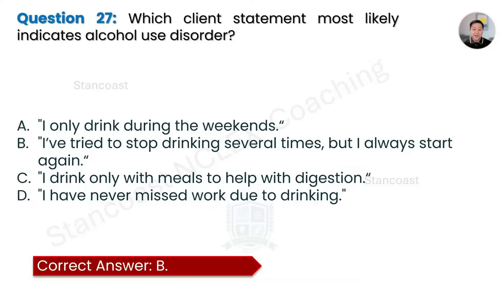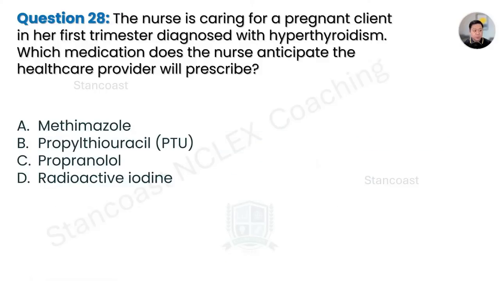Letter C is also incorrect because drinking with meals alone does not confirm alcohol use disorder unless paired with dependence or harmful effects. The same thing with letter D, another incorrect option. Not missing work does not rule out alcohol use disorder, and many individuals with the condition maintain functional responsibilities. Let's have question number 28.